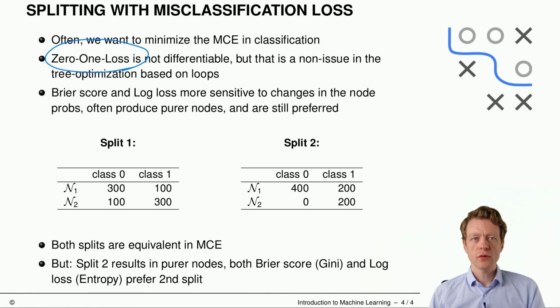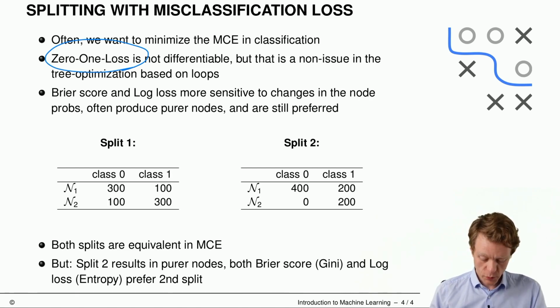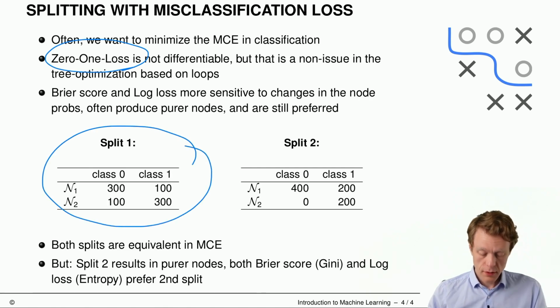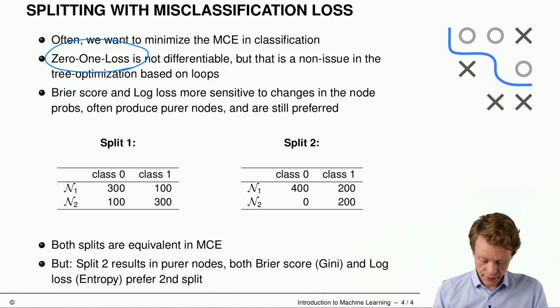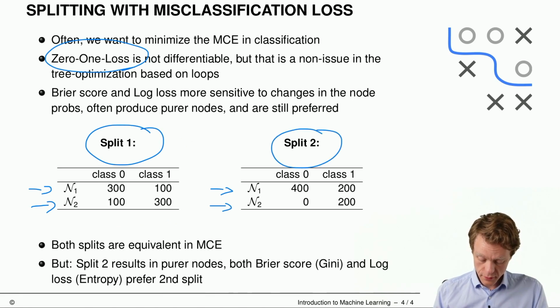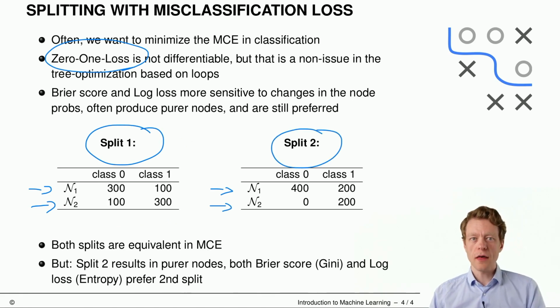But Brier score and log loss are more sensitive to changes in the node probabilities, and they often produce purer nodes and are, for this reason, still preferred over using 0-1 loss, even if 0-1 loss is possible. So let me explain this as a small example. We have some observations here which are divided in nodes N1 and N2 by one split, and into another nodes N1 and N2 by another split.